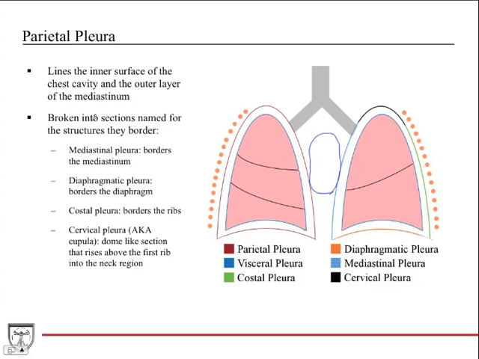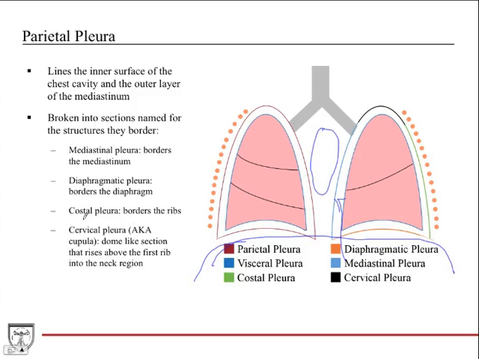Now, the parietal pleura is broken into sections named for the structures they border. These sections aren't too hard to remember because it's made easy. It's just named for where it's bordered. So you have the mediastinal pleura, which is shown in this blue here. Again, that borders the mediastinum, which is in here. You have the diaphragmatic pleura, which borders the diaphragm, which makes sense. The diaphragm is, as we talked about, the base of the thoracic cage. So this is the diaphragmatic. It's the inferior portion of the lung that rests on the diaphragm.